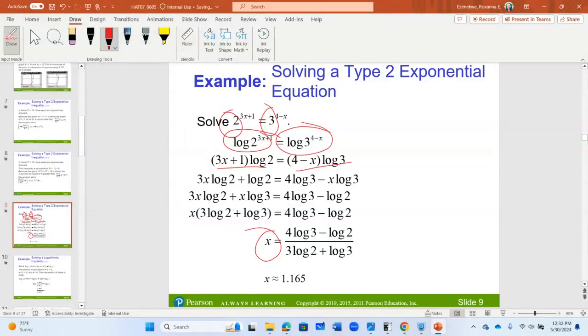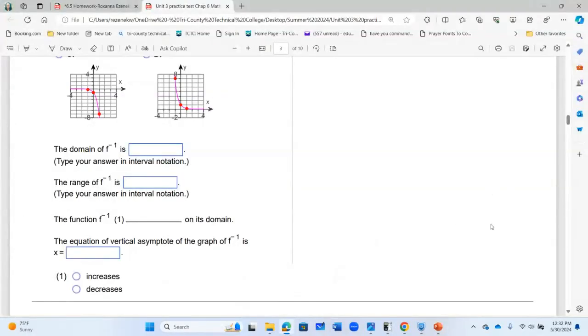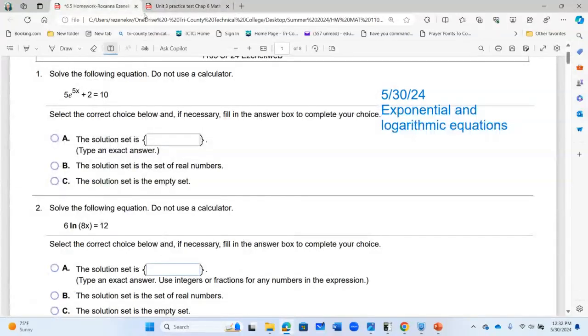That's what we're going to see today in section 6.5. So let's go to the 6.5 homework, and we have 6.5 and 6.6 today. Let's start with number 1, solving exponential and logarithmic equations where the bases are not equal. The other day the bases were equal, so we didn't have to take logarithms.